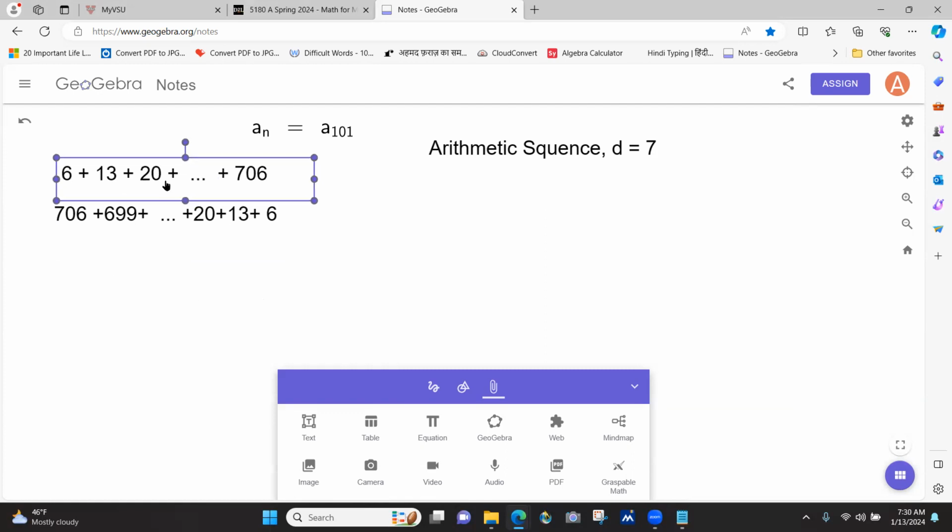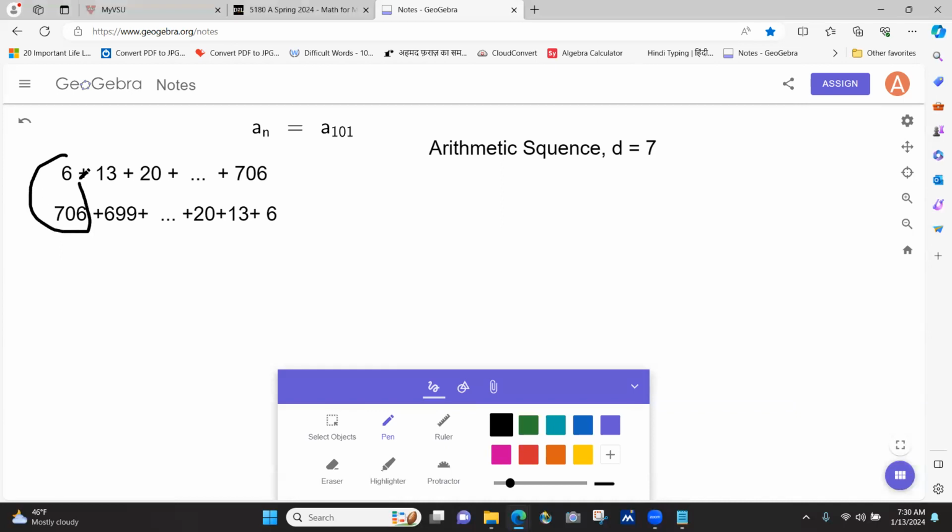So what I did, let me go over it. I determined that 706 is the 101st term. Now, if I subtract 7 from 706, I get 699. If I line things up and pair things up as follows, this is one pair, this is one pair, this is one pair. And I'm going to argue each pair will add up to 712 because in the first sequence, things are going up by 7. In the second sequence, things are going down by 7. It shouldn't have any effect on the sum.